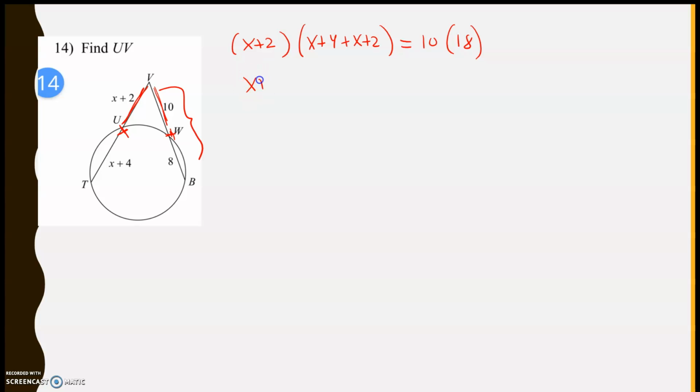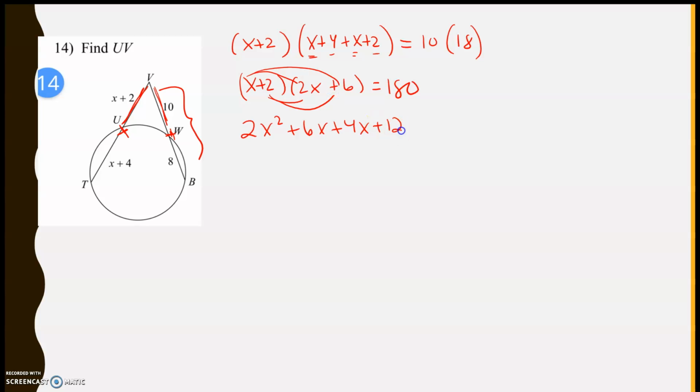Let's combine like terms here. So I'm going to get x plus 2, and here I'm going to combine my x's. So I'm going to get 2x plus 6 is equal to 10 times 18 is going to be 180. So now when I distribute here, I'm going to get 2x squared plus 6x plus 4x plus 12 is all equal to 180. And combine these guys, I get 2x squared plus 10x. I'm going to subtract 180 from both sides. When I do that, I'm going to get -168 is equal to 0.